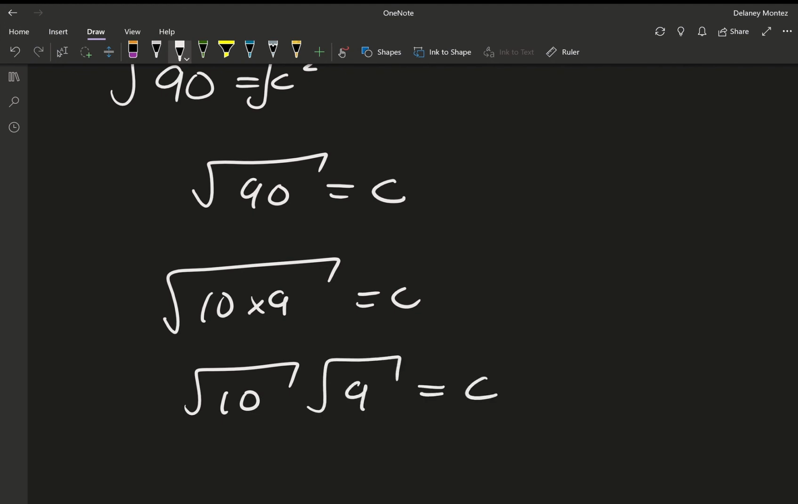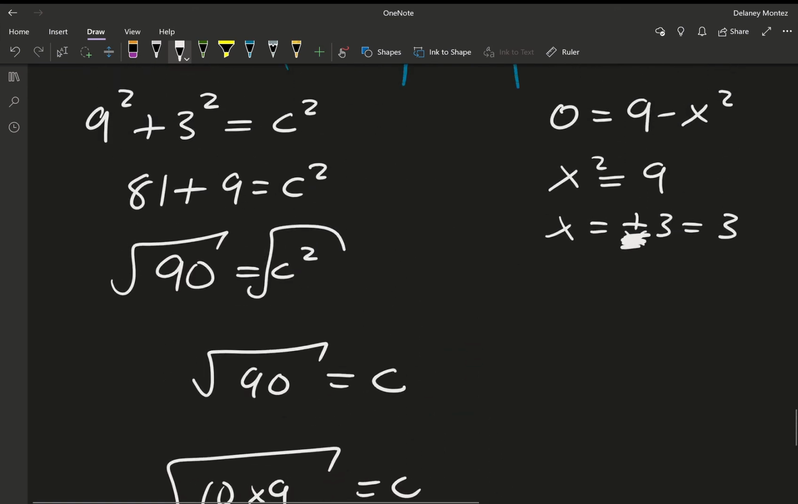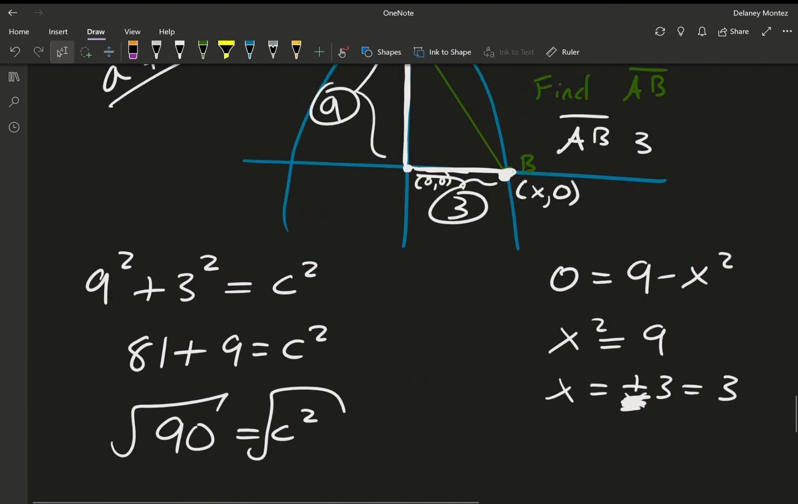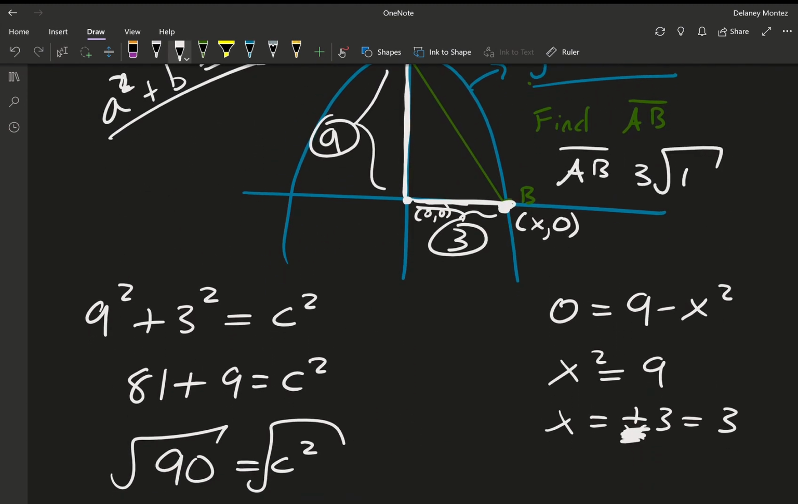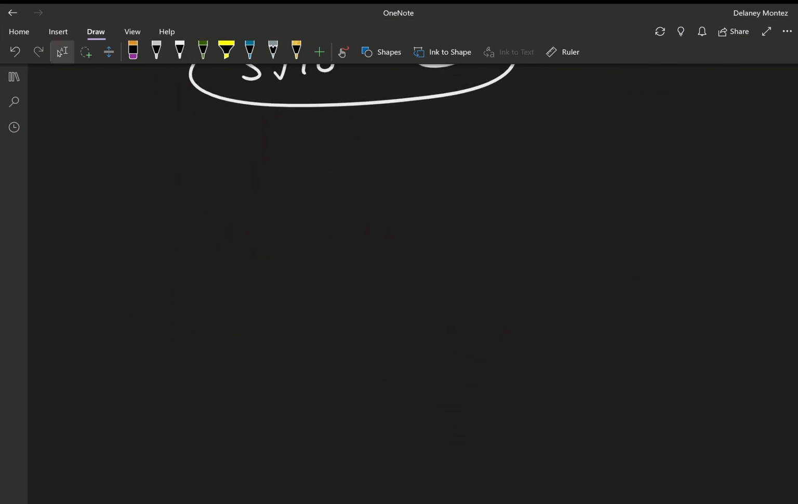We can go over it, I could do a video on this if we need to. This is going to be 3 times square root of 10 equals c. So that's essentially what this length is here. So what you should have got for AB is 3 times the square root of 10. So if you got that, you guys are good. That was a harder problem, I think, than we're used to solving.